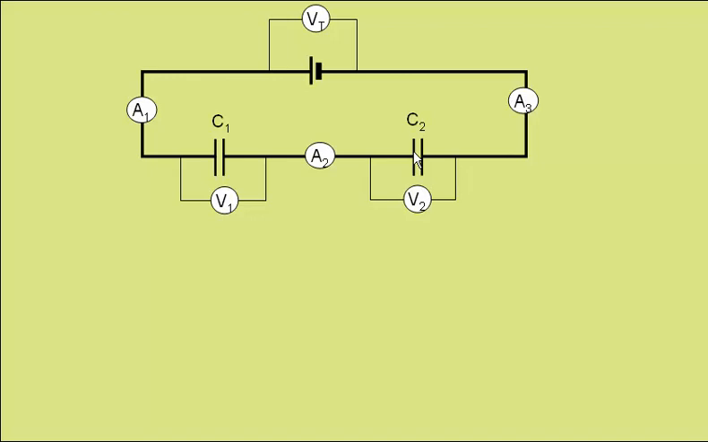To find the combined capacitance of these two, well, we know that the total voltage from the power supply is equal to the sum of the voltages across the two capacitors. So we can write that Vt, the total voltage, is equal to V1 plus V2. But from the capacitor equation we know that the voltage across a capacitor is given by the charge Q stored on the capacitor over the value of the capacitance C in farads. So we can substitute this expression into this to give the total charge over the total capacitance is equal to Q1 over C1 plus Q2 over C2.